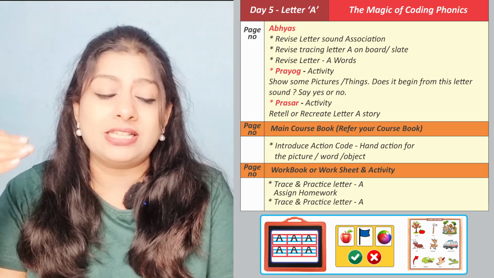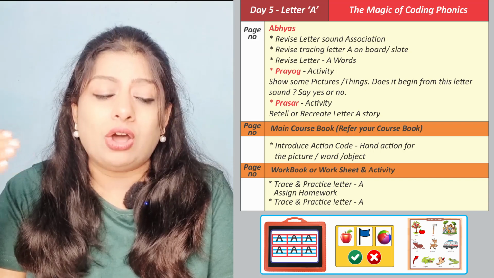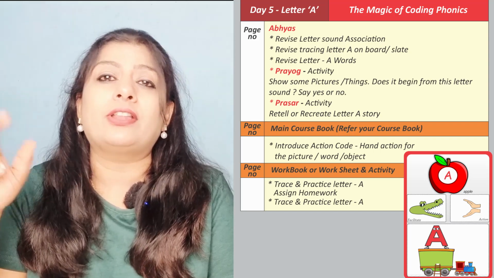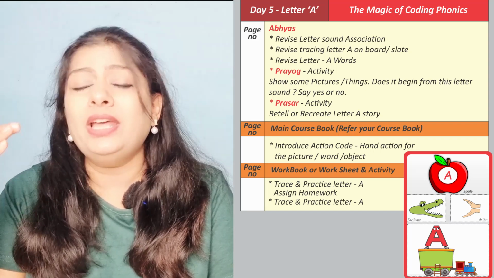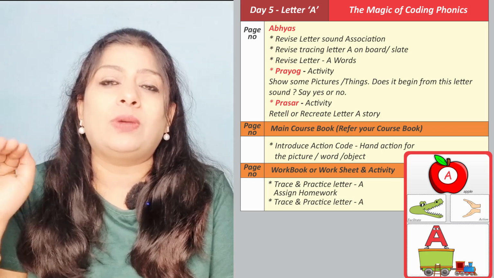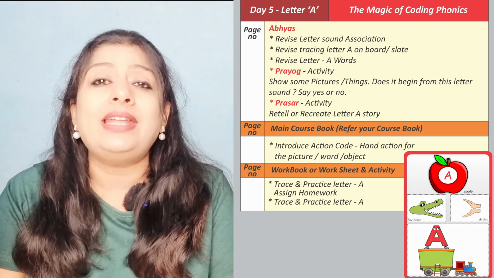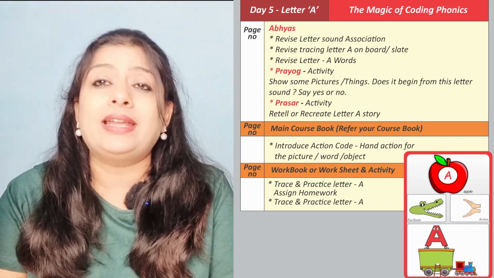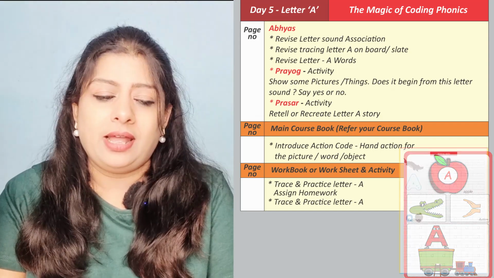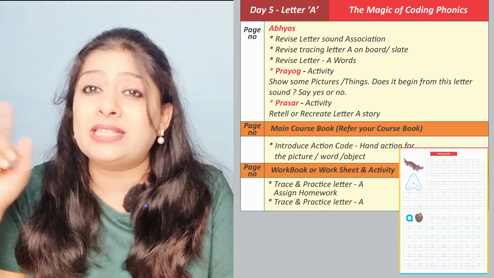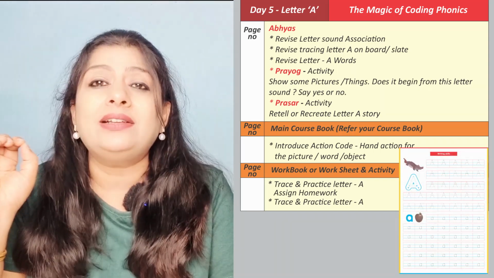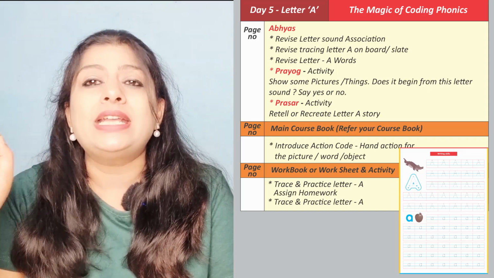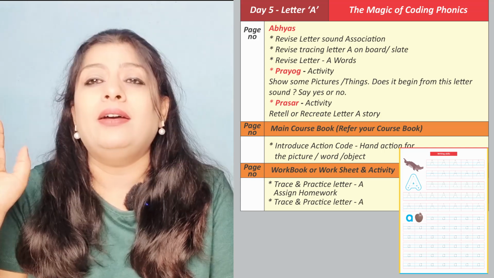Then for Prasar, that is teach back, you can retell or recreate the story of letter A, and you can do the partner activity or the buddy activity as well, wherein one child will be a teacher and one child will be a student, and he can teach the formation of letter A, the phonic sound of A, etc. The child can teach and achieve the Prasar. And in the workbook, you can continue practicing. I am only talking about tracing letter A. We are still not writing in nursery, so it is only tracing letter A and completing the activity.